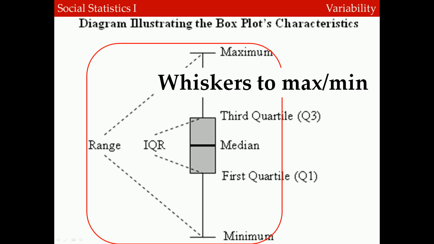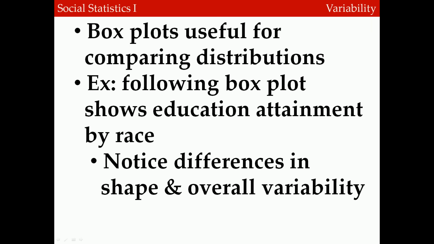We then have vertical lines extending from the bottom and the top of the box to the maximum and minimum respectively. Again, these are called whiskers, and the distance between the minimum and the maximum, or the top and bottom of the whiskers respectively, is the range of the data.